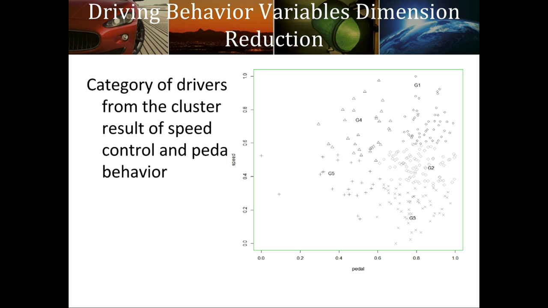The last group, G5, includes drivers whose performance is not good in both pedal and speed operation, with very frequent hard operations on either the brake or gas pedal, and travel speeds that severely deviate from traffic flow or speed limits.